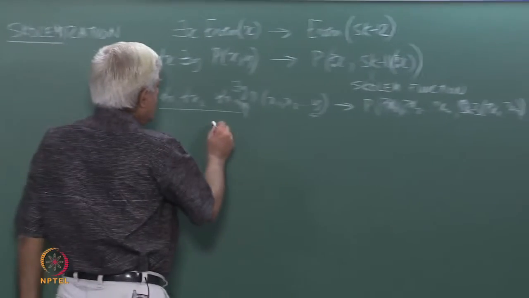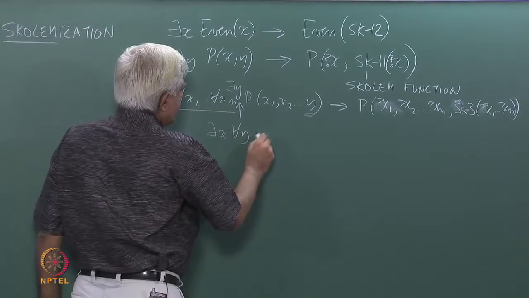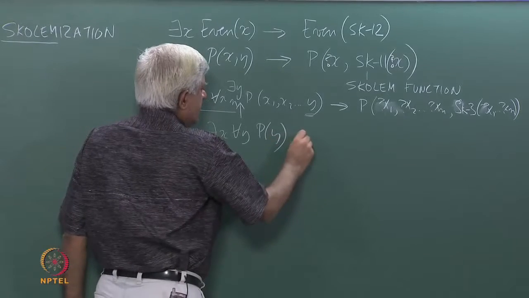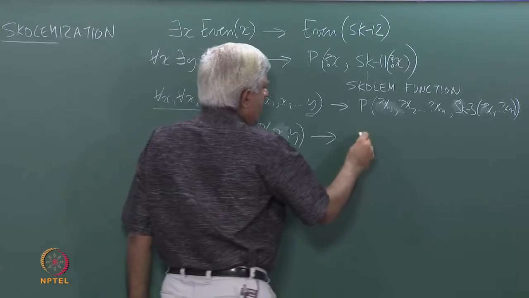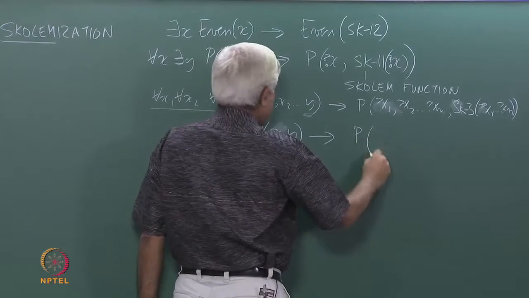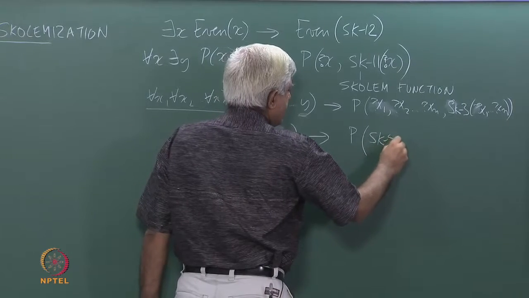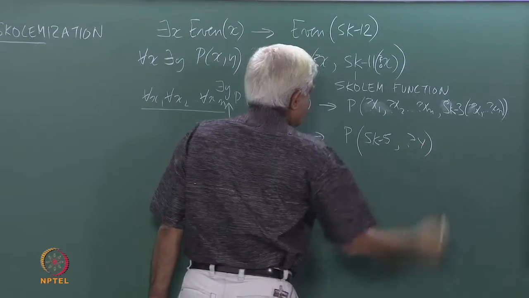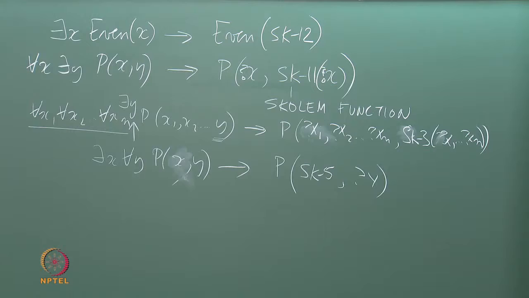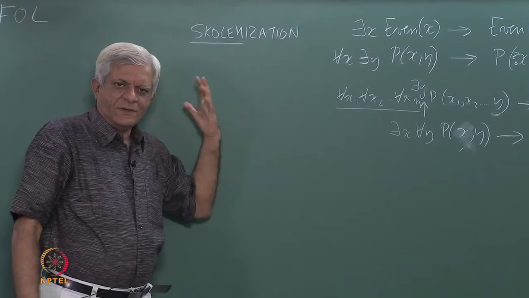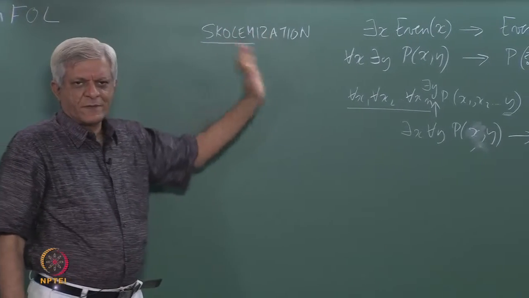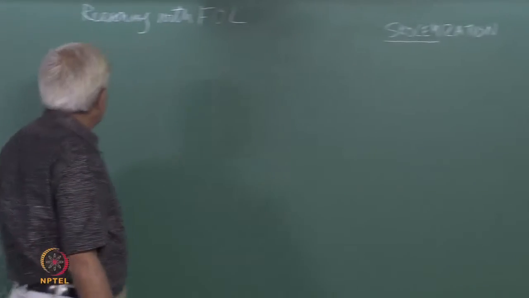If I had something like this, there exists x, for all y, p x y, then I would replace it with p sk y. So this entire process of converting a sentence into implicit quantifier form, nowadays we call Skolemization, after the logician Skolem essentially.